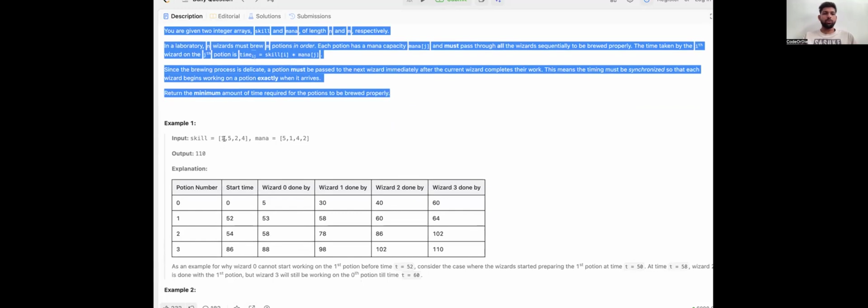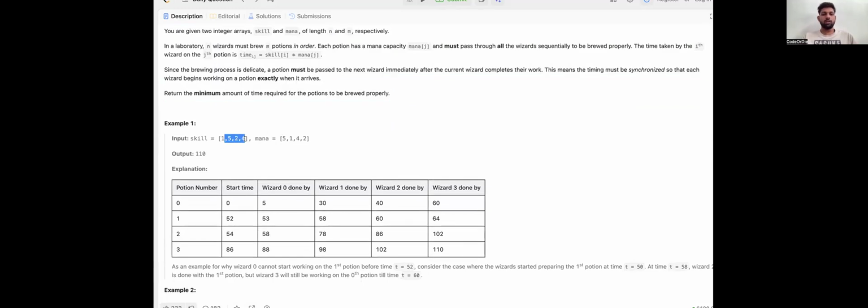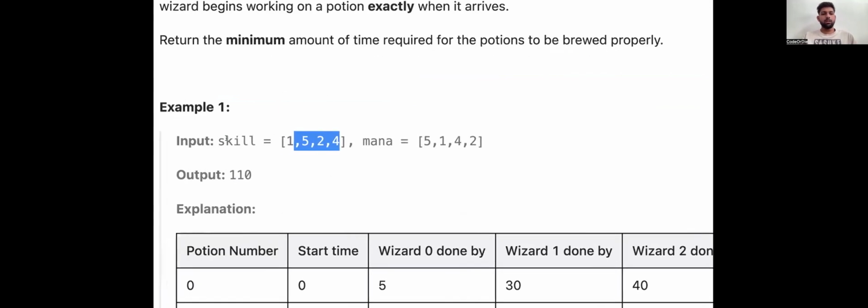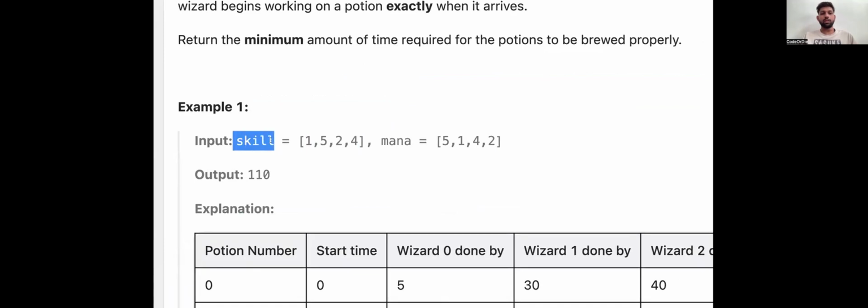So before moving on to the solution, I want to ask you one question. Let's say that the length of mana was only one. Like there were no other potions. So this is mana zero, and you want to brew it. So can you tell, without even solving anything, what would be the minimum time to complete this process?